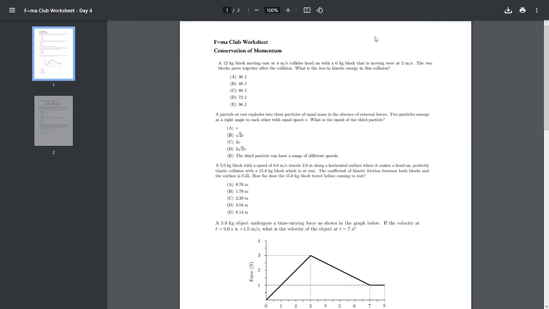So let's look at our first one. A 12 kilogram block moving east at 4 meters per second collides head on with a 6 kilogram block that is moving west at 2 meters per second. They stick together after the collision. What is the loss of kinetic energy in this collision? All right, so this is an inelastic collision, and it's just trying to ask us to find the amount of energy lost. All right, so let's begin.